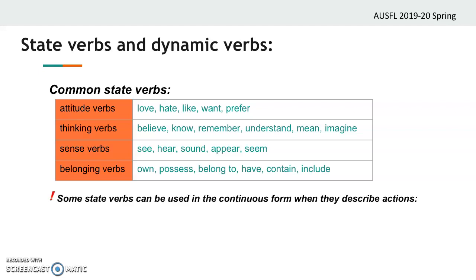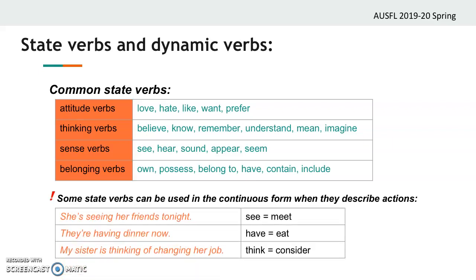Be careful. Some state verbs can be used in the continuous form when they describe actions, not states. For example, she's seeing her friends tonight. Here, the verb see is not a state verb because it means meet. It's an action. Or they're having dinner now. Again, have does not describe a state, it describes an action, the action of eating.